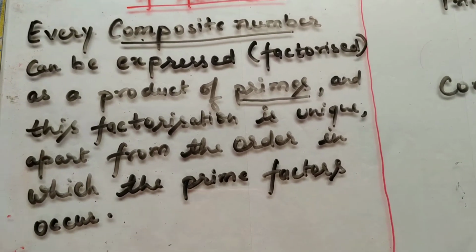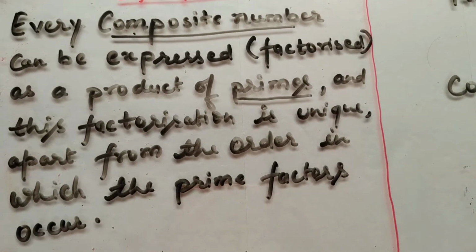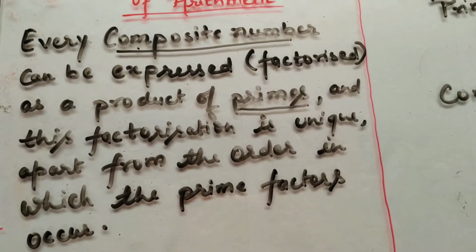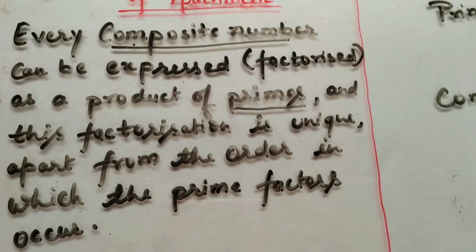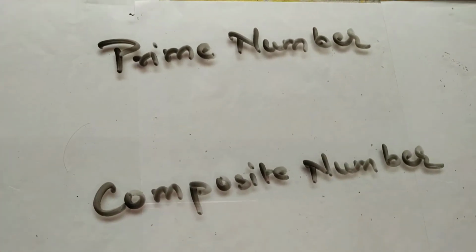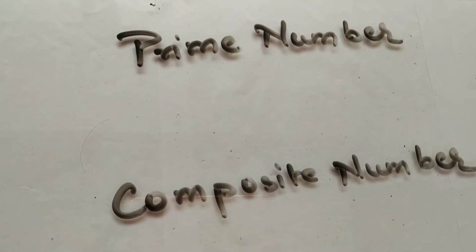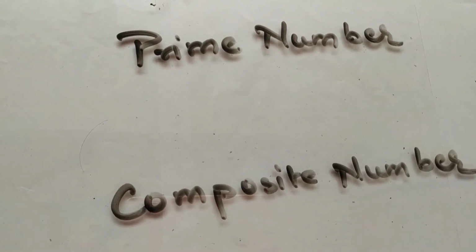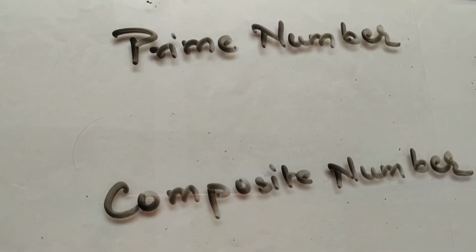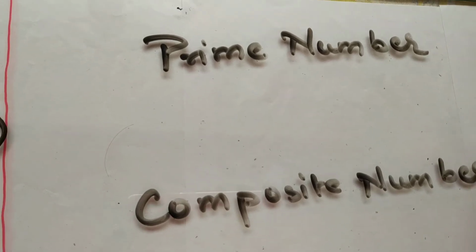Now here are two main words. First, what is a composite number, and second, what are primes. I know you know what composite and prime numbers are, but let us recall a little bit. First, prime number. A number which is divisible by itself is known as a prime number, and it is greater than 1. Otherwise, we can say that a number divisible only by 1 and itself is known as a prime number.